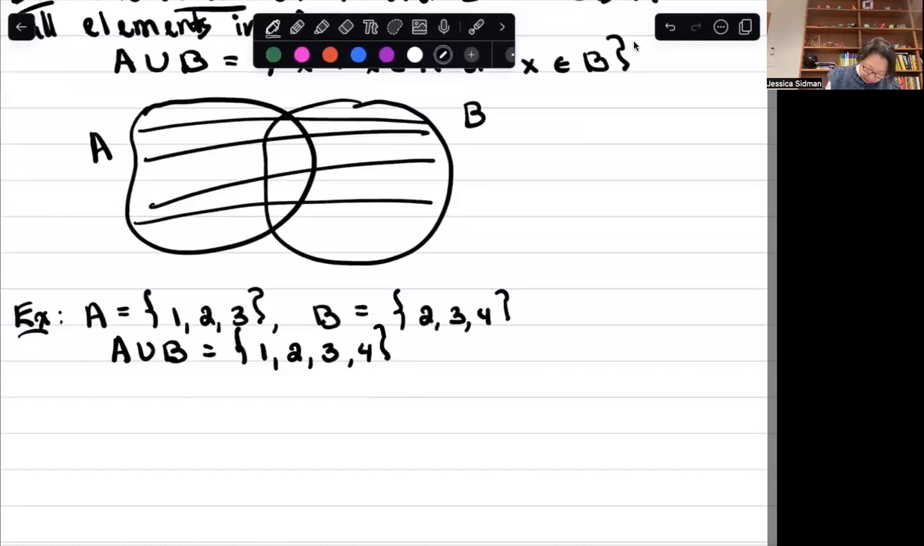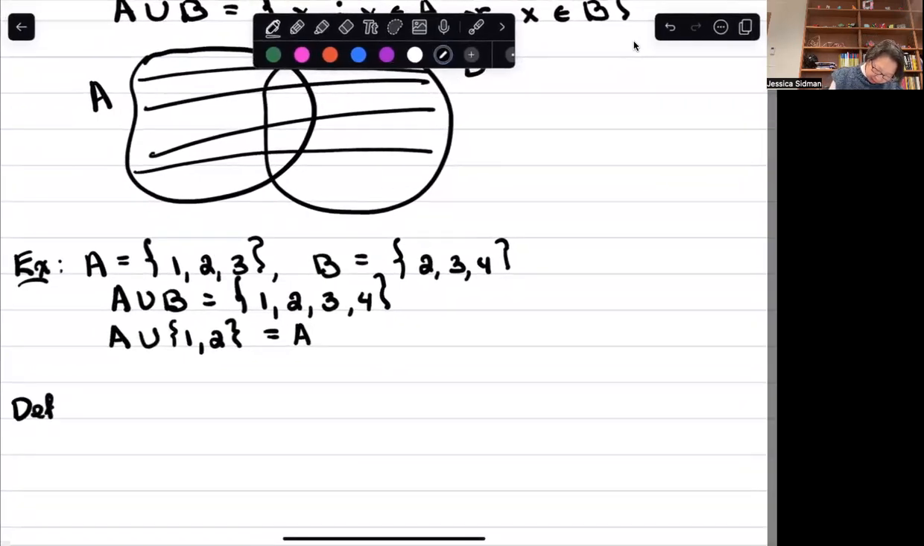If I took the union, for example, of A with a set like {1, 2} that's a subset of it, I just get the original set A back again. Okay. And we'll look at lots of examples of this when we talk about it in class.